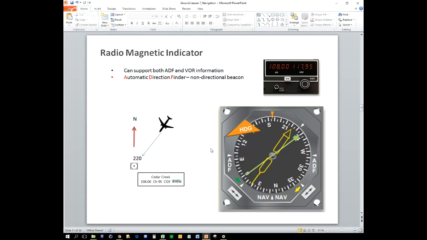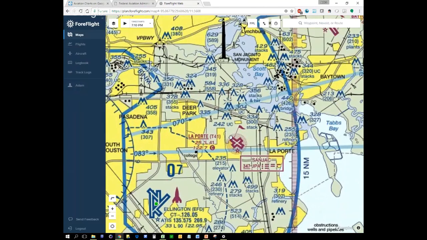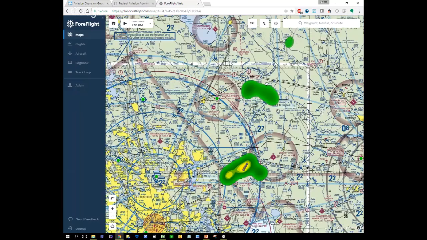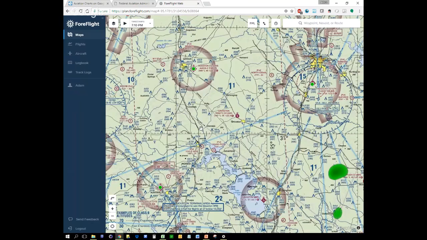So these indicators are dependent upon the actual place that you're landing? Yeah, so these instruments read the radio signals from these particular stations. So this is just one example of that. I could probably find another one. Sometimes they're located at airports. Sometimes they're not.